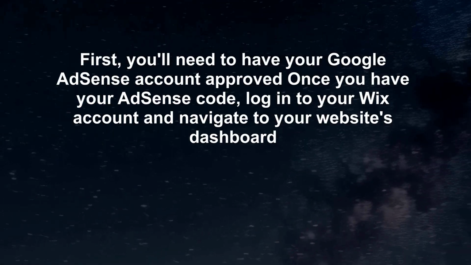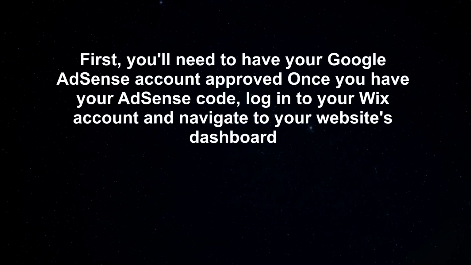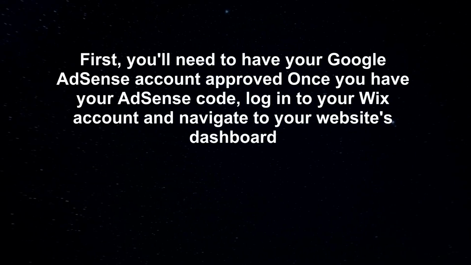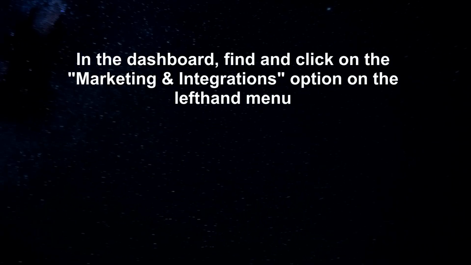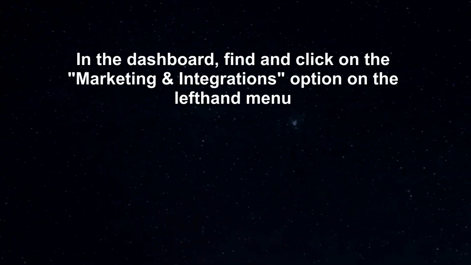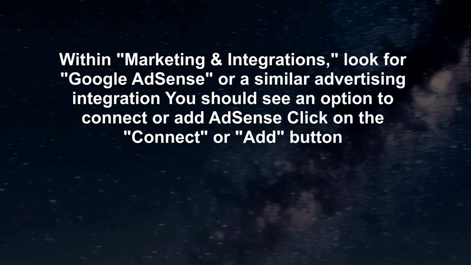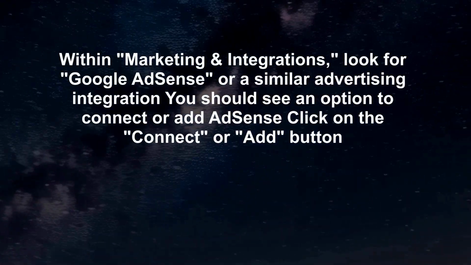First, you'll need to have your Google AdSense account approved. Once you have your AdSense code, log into your Wix account and navigate to your website's dashboard. In the dashboard, find and click on the Marketing and Integrations option on the left-hand menu. Within Marketing and Integrations, look for Google AdSense or a similar advertising integration.